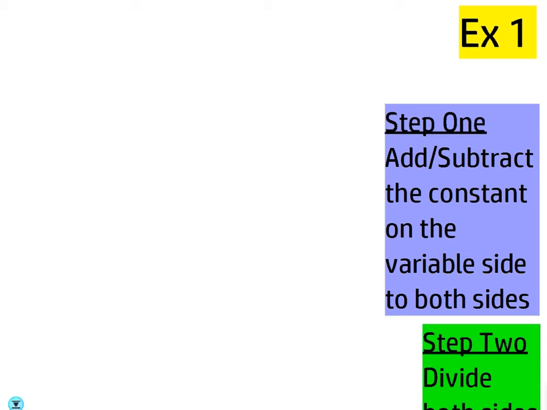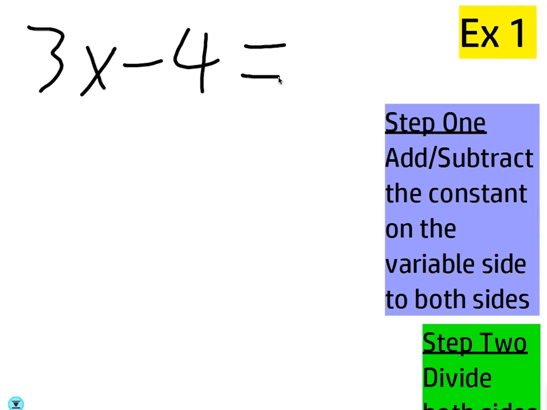First example, just a simple one. I'm going to make 3x minus 4 equals 8. Well, you tell me, don't give me the answer, tell me what you're going to do first. Change sign of 4, so you add 8.